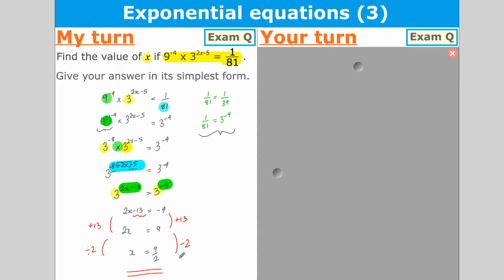Okay, so we've got x is equal to 9 over 2. It's now your turn. A lot going on here. Find the right base to convert to. Then combine where you can. Then set up an equation and solve it. All right? So here we go.